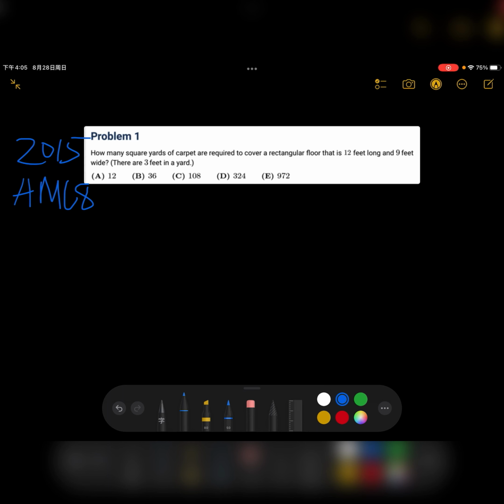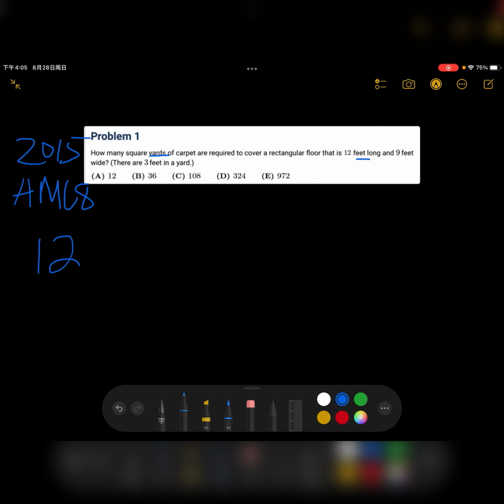How many square yards of carpet are required to cover a rectangular floor that is 12 feet long and 9 feet wide? Notice it says feet, but then we want it in yards. And then they also give us that 3 feet equals a yard. And so we can start off by converting the measurements into yards.